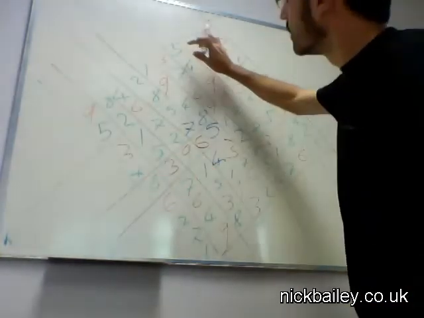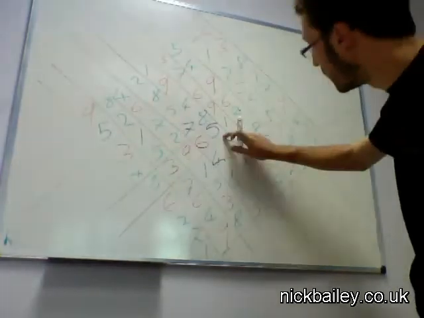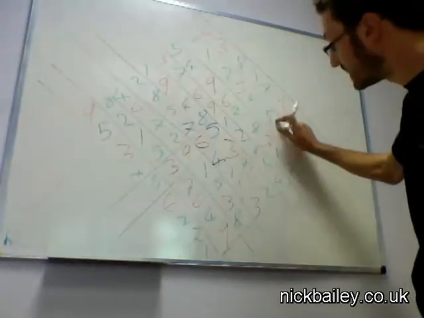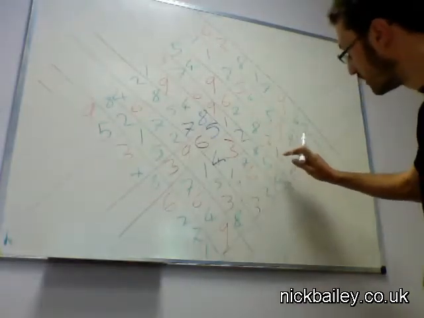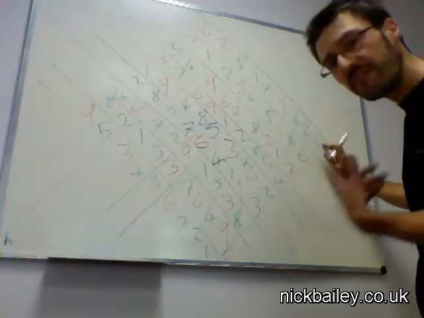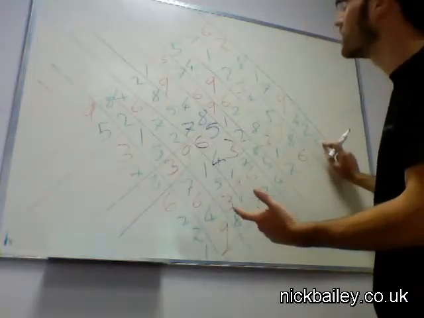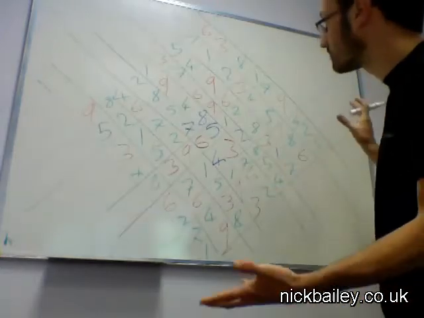In fact, let's count that. That's 1, 2, 3, 4, 5, 6, 7, 8, 9. There's nine 5s on this grid. Nine 5s. I mean, that's pretty incredible.